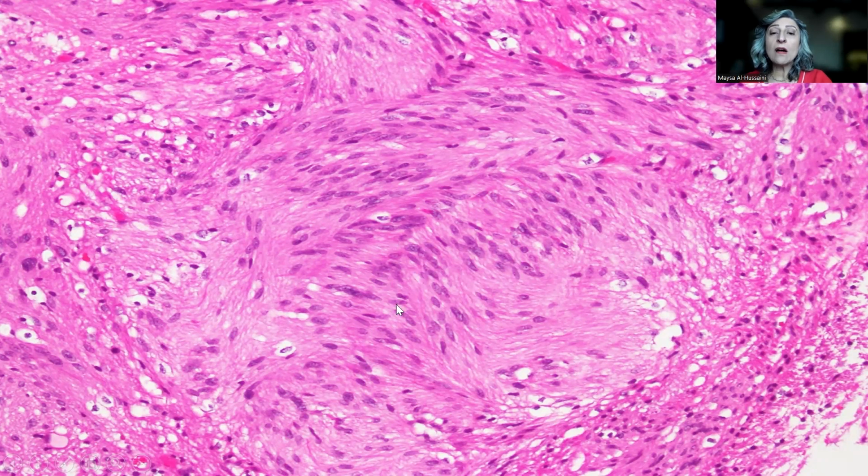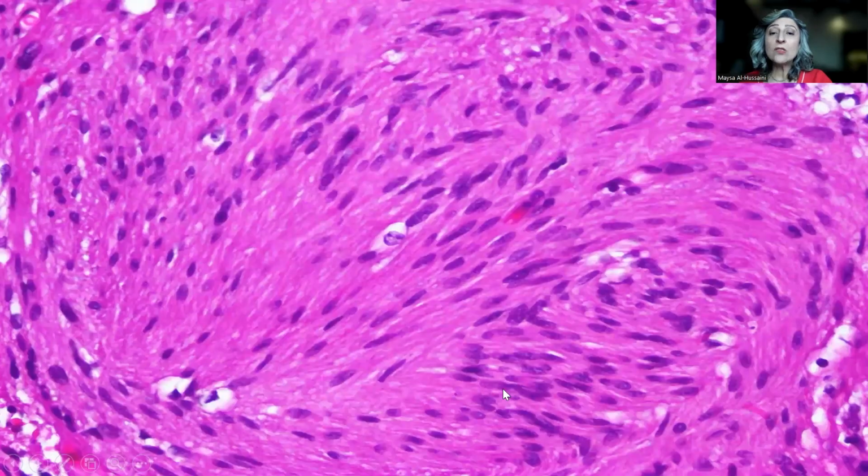palisading of the nuclei, or the Verocay bodies, or Antoni A arrangement. And this is on high power magnification, showing also the tendency to the palisading, the fibrillarity of the cytoplasm consistent with the Antoni A location, and then we have the hypocellular areas which were consistent with Antoni B areas or zones.